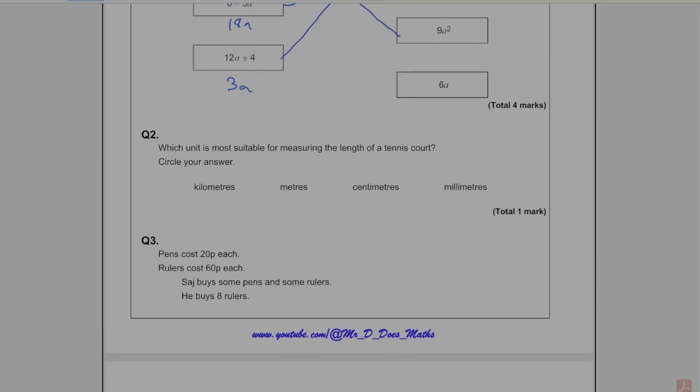Question 2. Which unit is most suitable for measuring the length of a tennis court? Circle your correct answer. If we're thinking about a tennis court, we're going to be going meters.